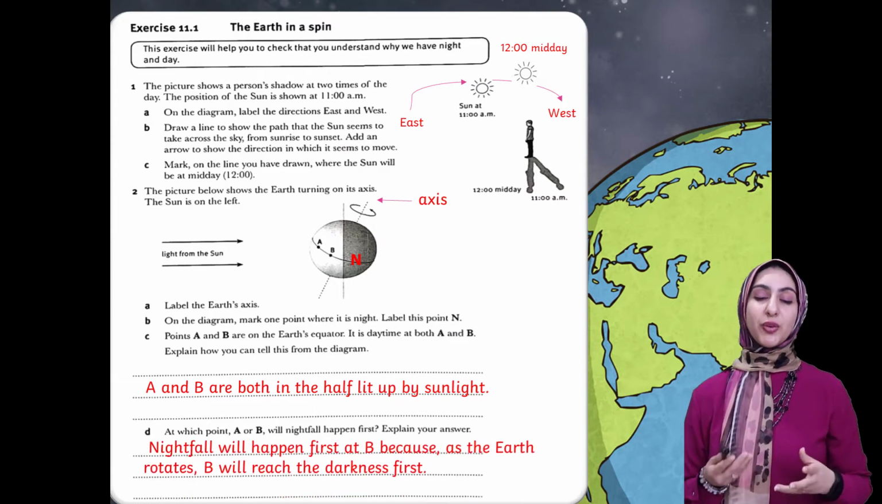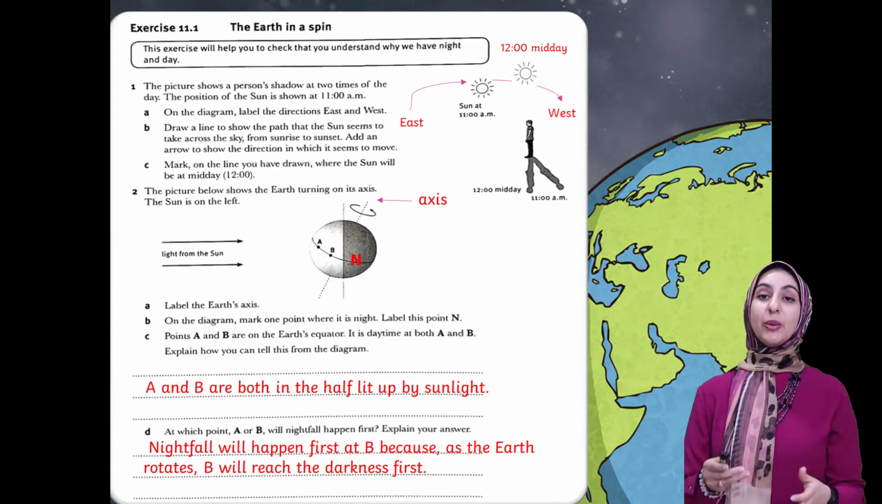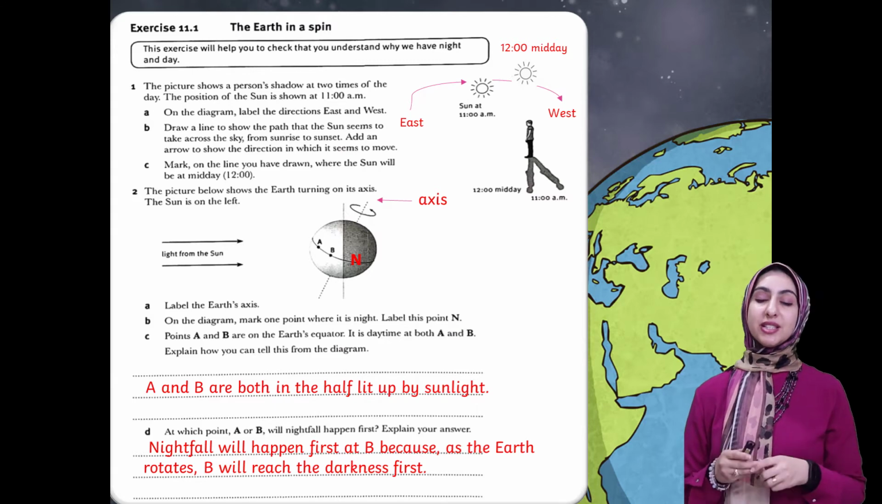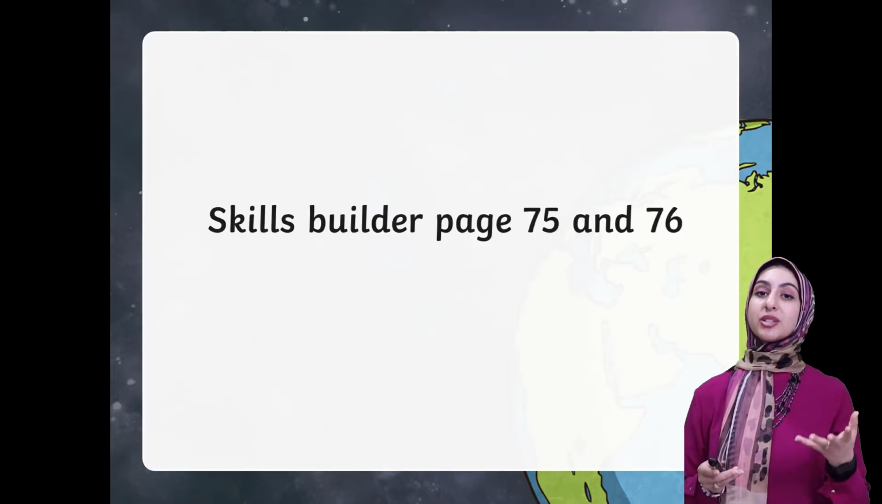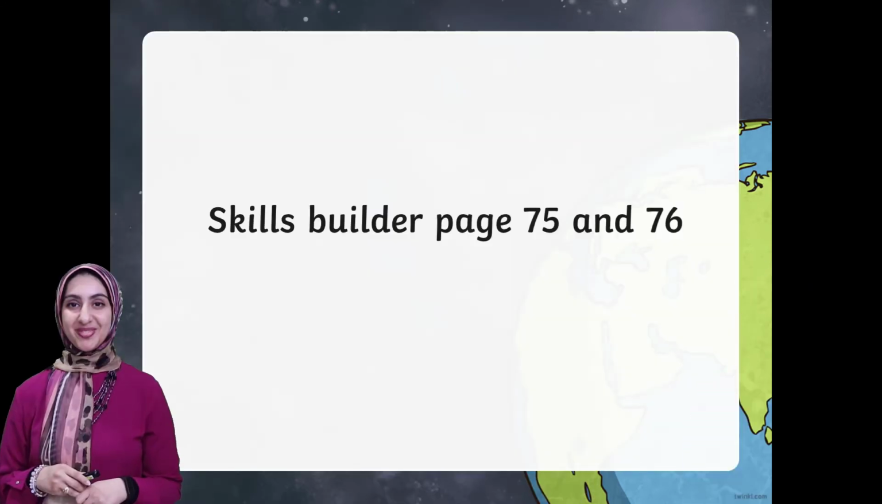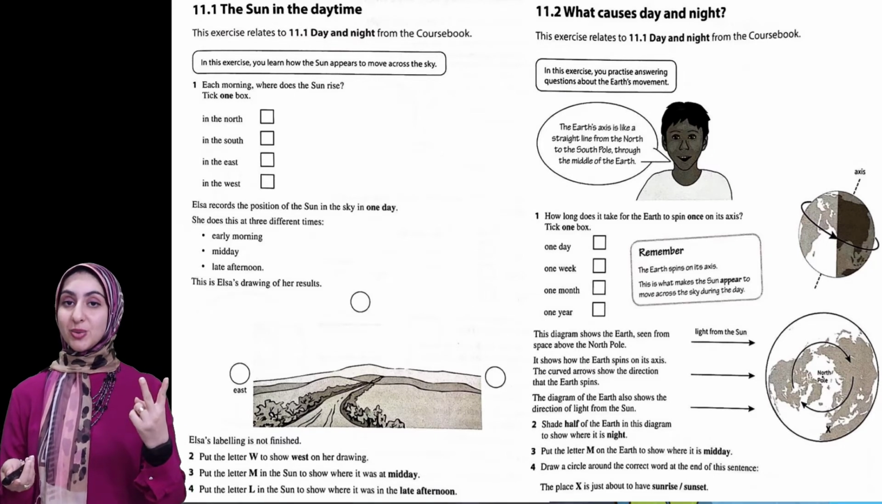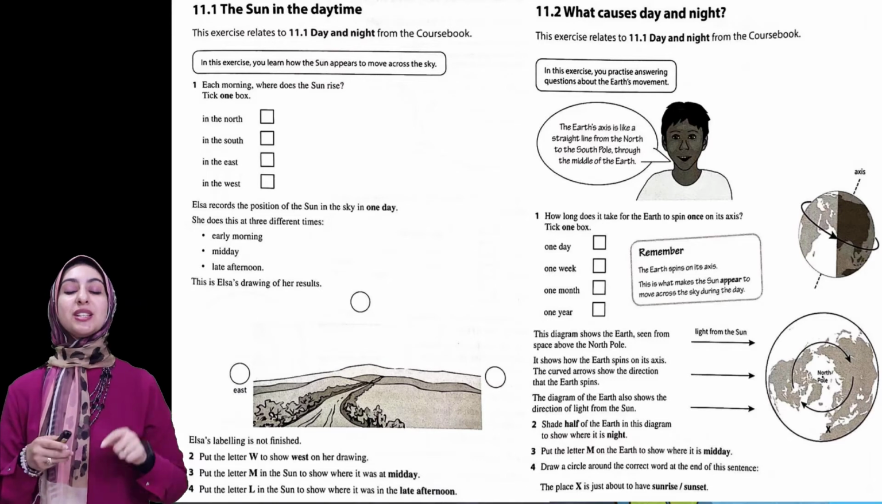Okay, now it's the time of the Skills Builder book, page 75 and 76. So please bring your Skills Builder and come. As you can see here, we have 2 pages, so I will give you 2 minutes to answer them and then I will come to check the answers with you.